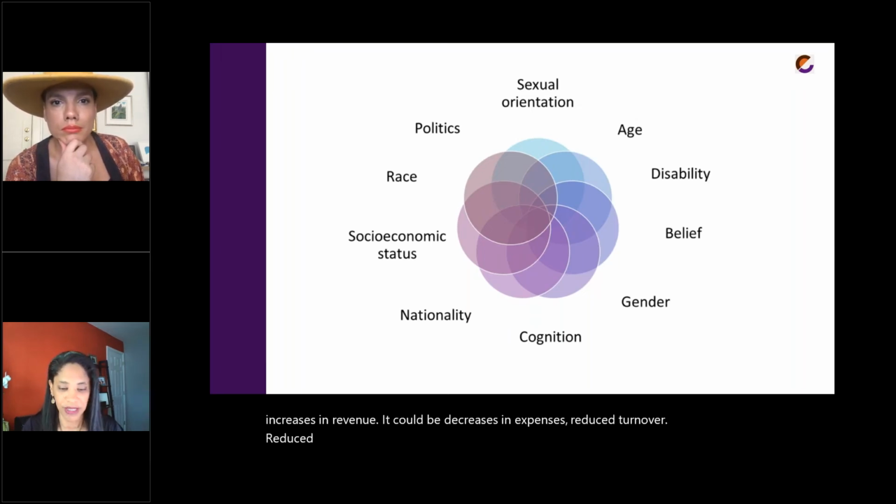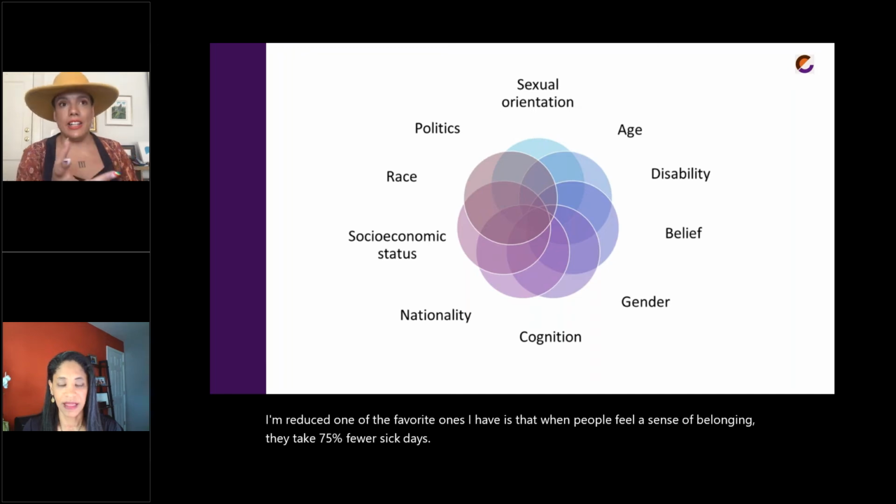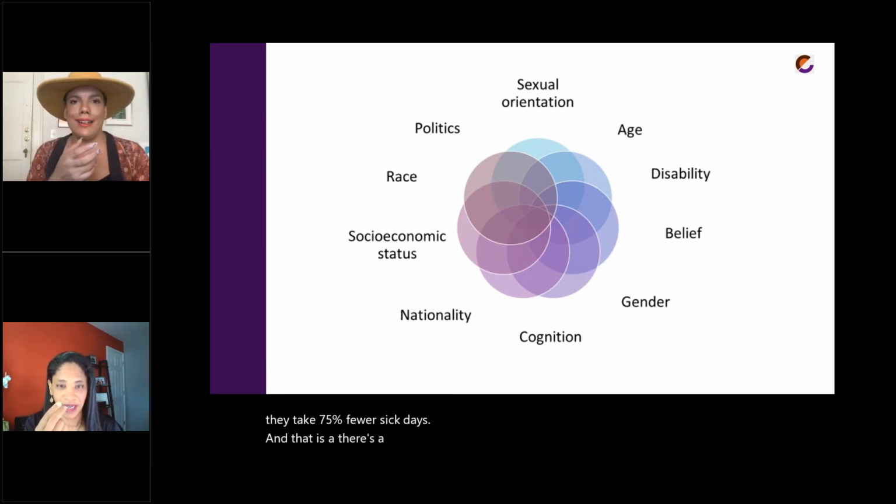One of my favorite ones is that when people feel a sense of belonging, they take 75% fewer sick days. And I think there's a dollar result there.